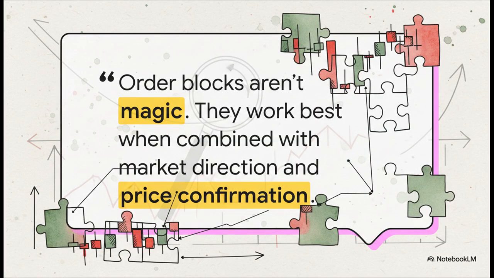It just nails it. Order blocks are not a magic bullet. They are just one piece of evidence in a much larger puzzle. The order block tells you where to look, but it's the market structure that tells you why you should even be looking in the first place.